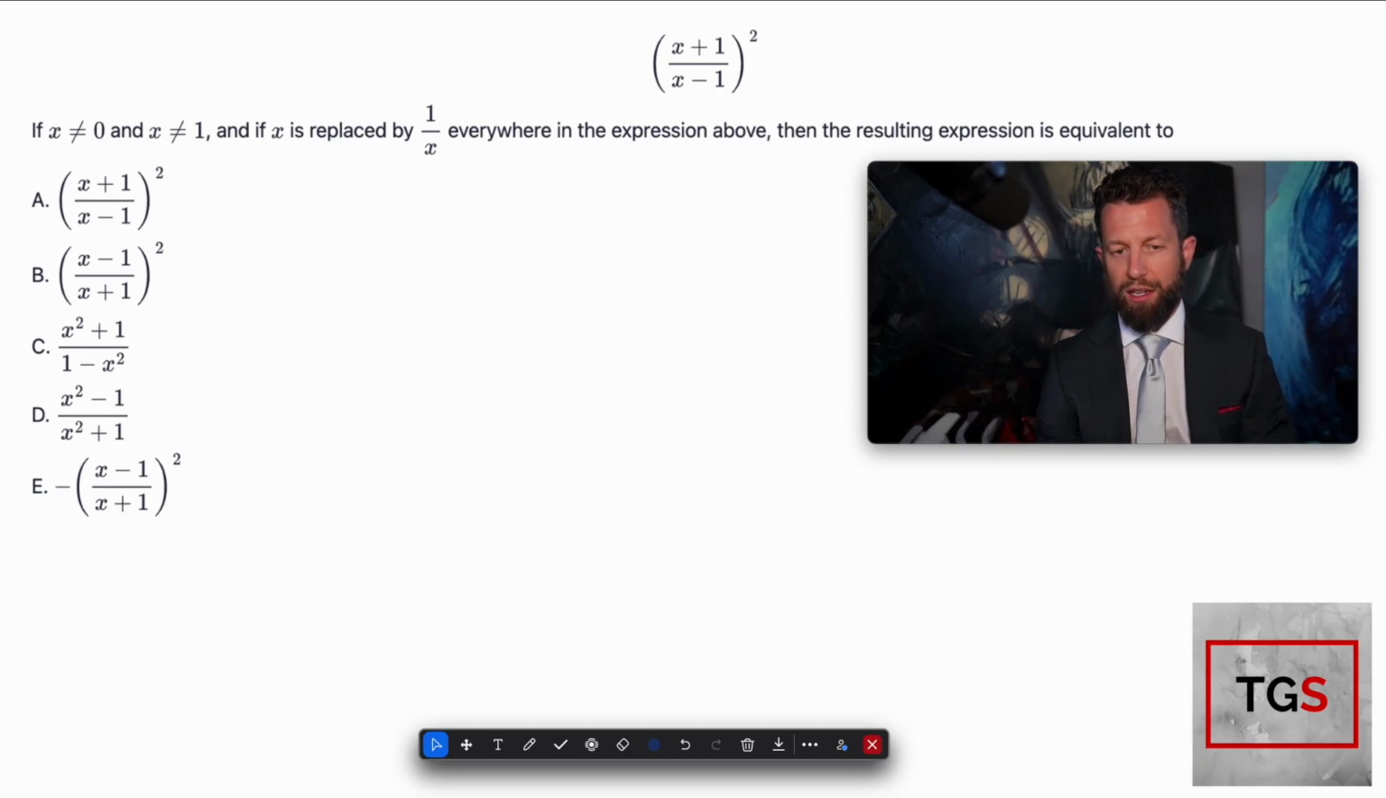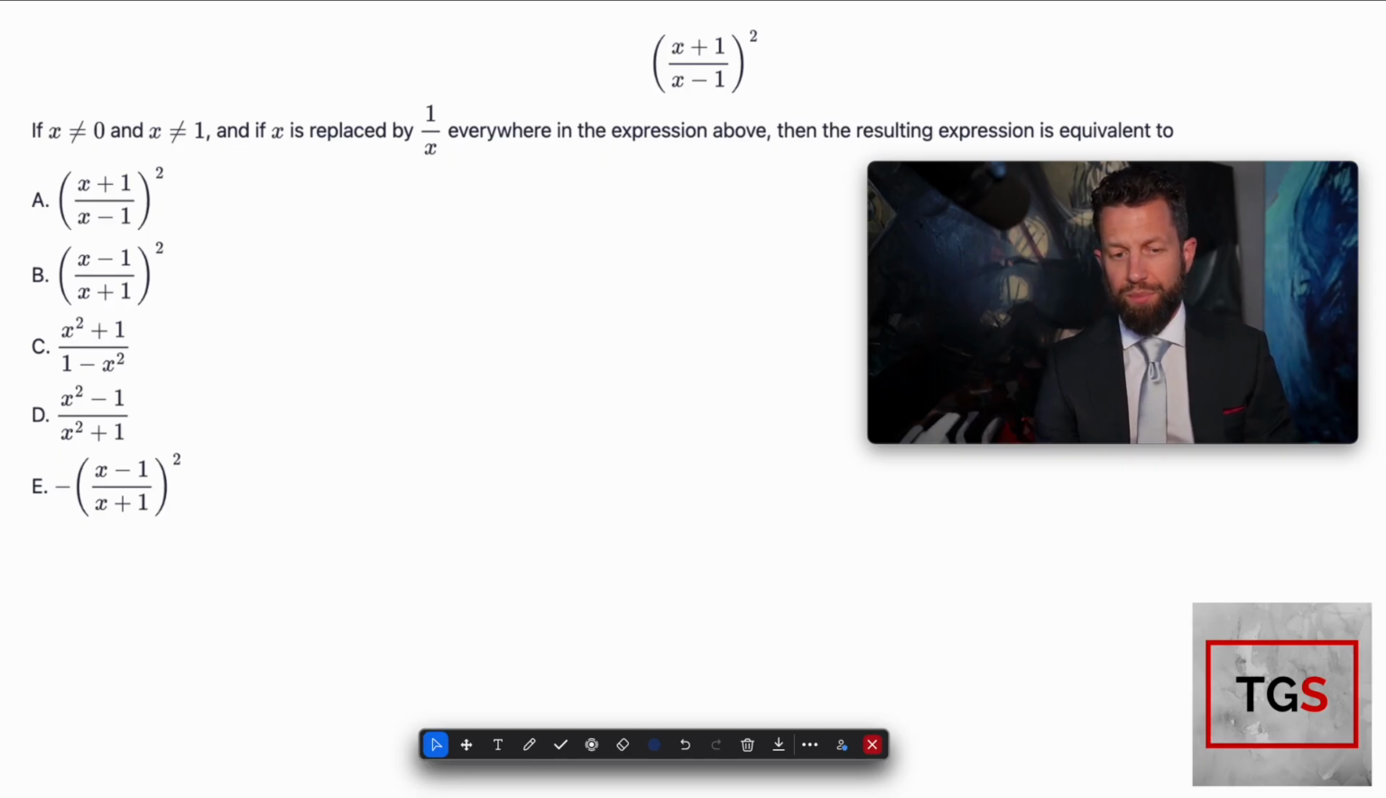Okay, let me read that again, because perhaps obviously a little bit more complicated than the previous one. So we've got the fraction x plus 1 over x minus 1. The numerator is x plus 1. The denominator is x minus 1. That entire fraction is squared. Text on the question says if x does not equal 0 and x does not equal 1, and if x is replaced by 1 divided by x, so the fraction 1 over x goes in for x everywhere in the expression above, then the resulting expression is equivalent to blank.